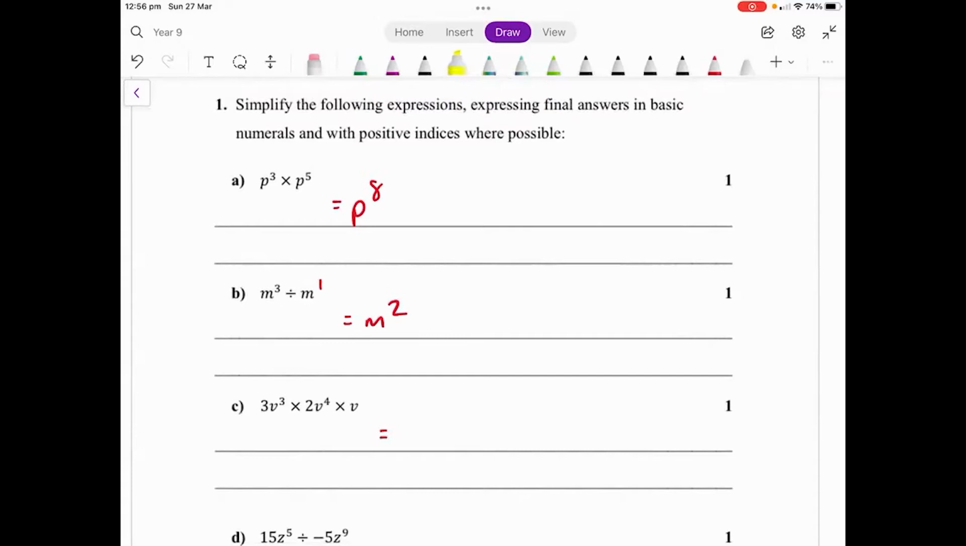For question C, we multiply the coefficients. 3 times 2 is 6. We add the powers of v. 3 plus 4 plus 1 gives us v to the power of 8. So 6v to the power of 8 altogether.